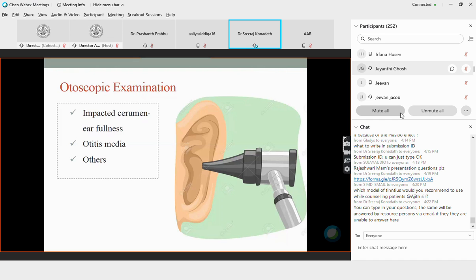Otoscopic examination can give good information, as we saw in Dr. Rajeshwari's presentation. Impacted cerumen or ear fullness, otitis media, and any other complaints which you saw in the previous presentation can be found out using otoscopy. So this is one thing that you have to do in clinical practice. We often don't see audiologists doing otoscopy in private clinics.